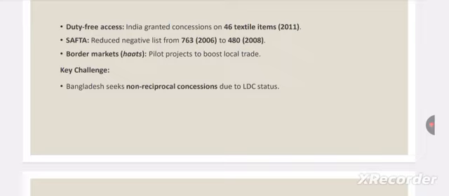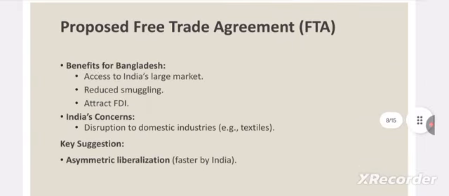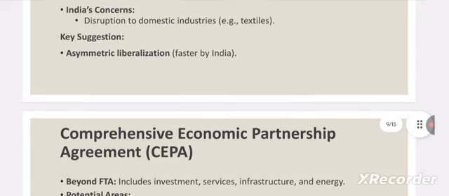Challenges here are that Bangladesh seeks non-reciprocal concessions due to least developed country status. Proposed free trade agreement benefits for Bangladesh: access to India's largest market, reduced smuggling, attract FDI. India's concern: disruption to domestic industries. Key suggestion is asymmetric liberalization.